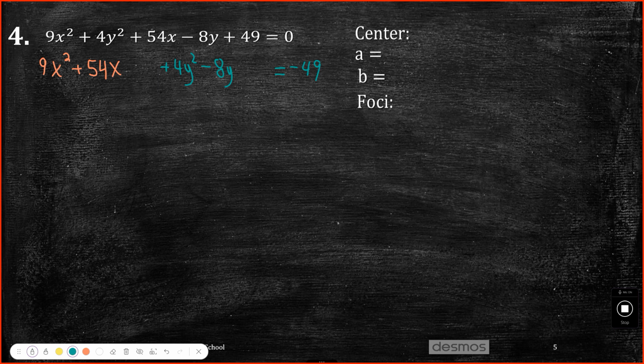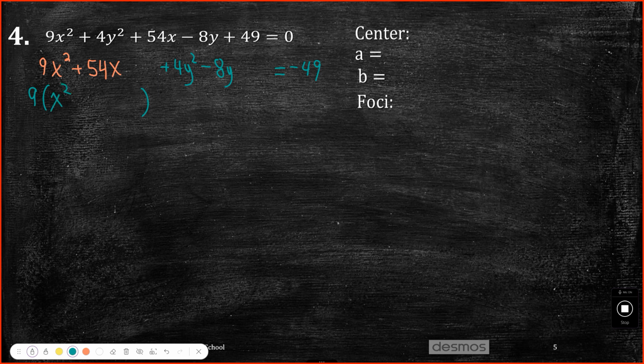But we have a problem here for both of them. In front of x squared is a number, and we don't want to have this number here. So what I'm going to do is factor out that 9, so it's just x squared. If I factor out a 9, then this is going to be x squared.